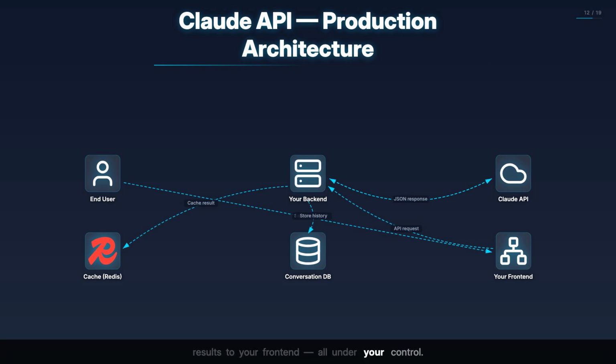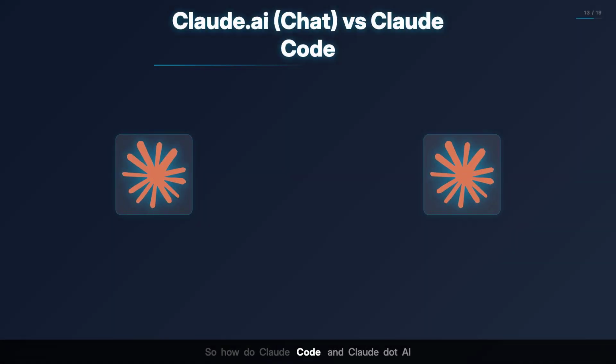So how do Claude Code and Claude.ai compare directly? Claude.ai is human-facing, you type, it responds. Claude Code is agent-facing, it reads files, runs code, and works autonomously. Both use the same model, but the agency level is completely different.